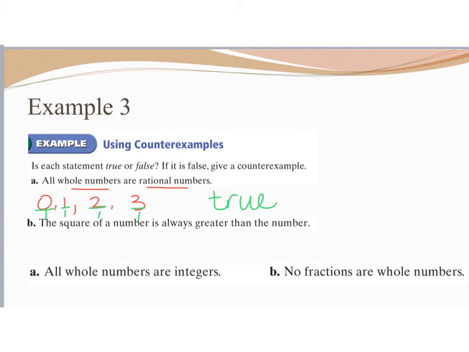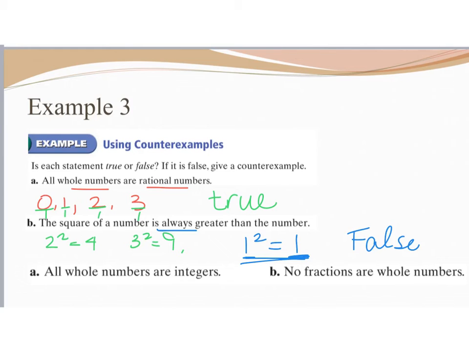Part B says the square of a number is always greater than the number. And that would be true in the case of something like 2 squared, which is 4, 3 squared, which is 9, and so on. However, if I look at something like 1 squared equals 1, this one is not greater than this one, so this would be my counterexample, and I would say that this is false. And I would say it's false because it says is always greater. And this here is a counterexample as to why that's false.